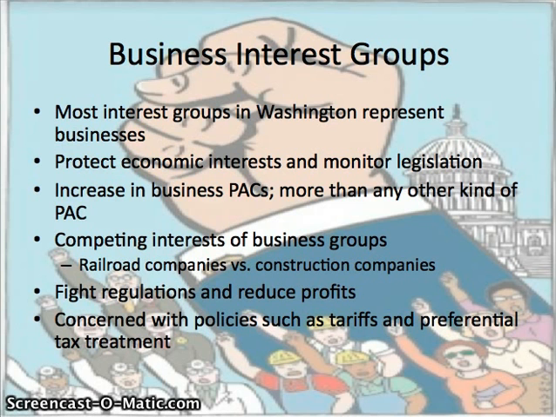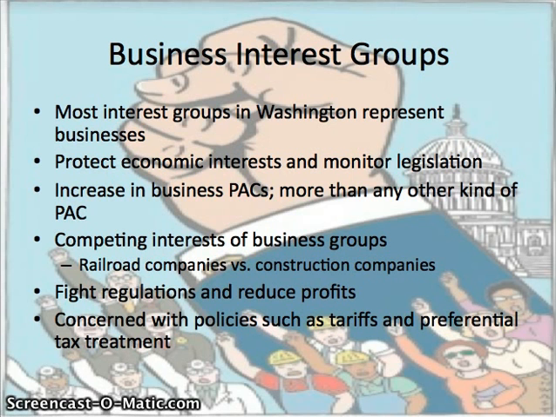All right, so you're going to see that most large corporations have offices in DC to protect their economic interests and monitor legislation. And we can see that because there's been a dramatic increase in business PACs. And really, that's more than any other category of PAC. So, business PACs are influencing politics and election outcomes more than any other type of PAC.